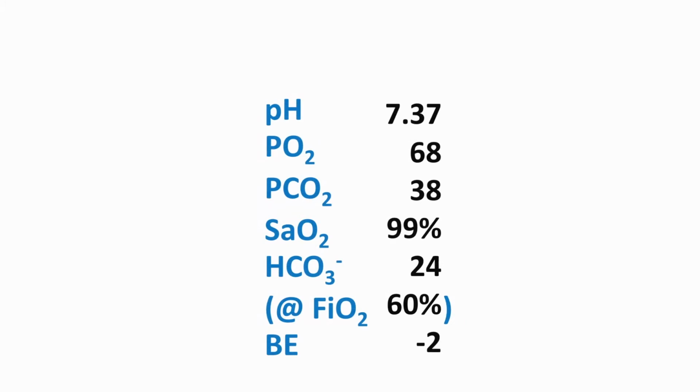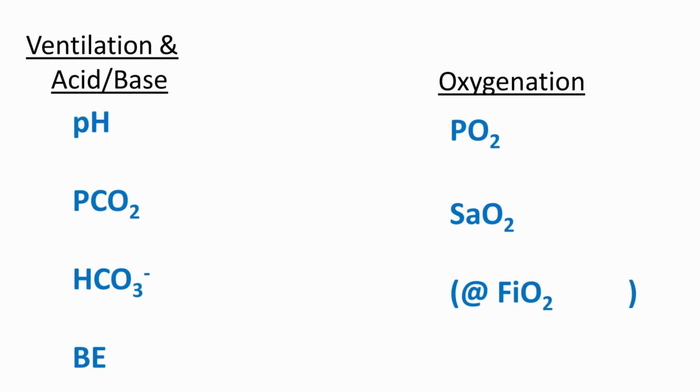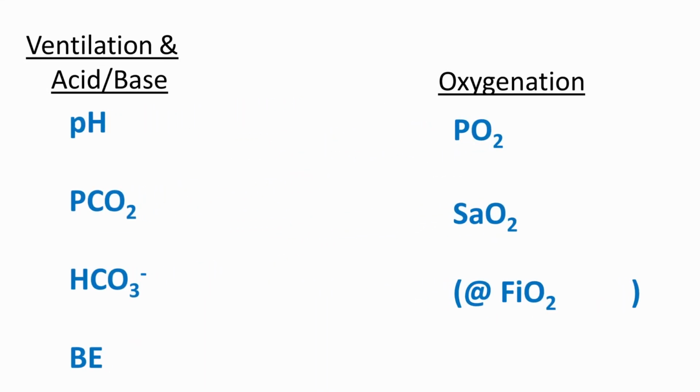Let's take a look at a standard ABG strip. Now, what confuses most people about ABG interpretation is that they don't realize they're looking at two separate systems on one strip of paper. So let's separate these out and make it a little easier. On the left side, we have the parameters that affect the patient's ventilation and acid-base status. And on the right side, we're looking at the values that affect the patient's oxygenation status.